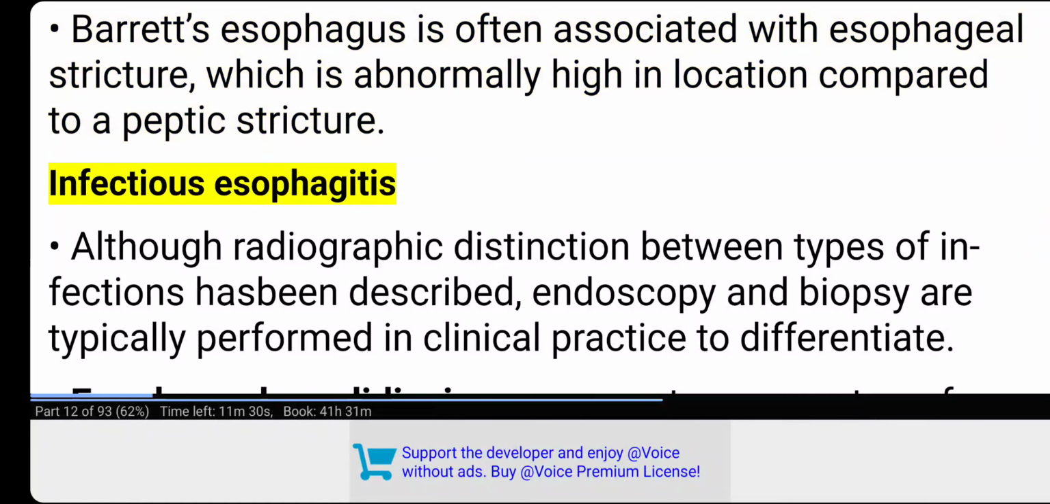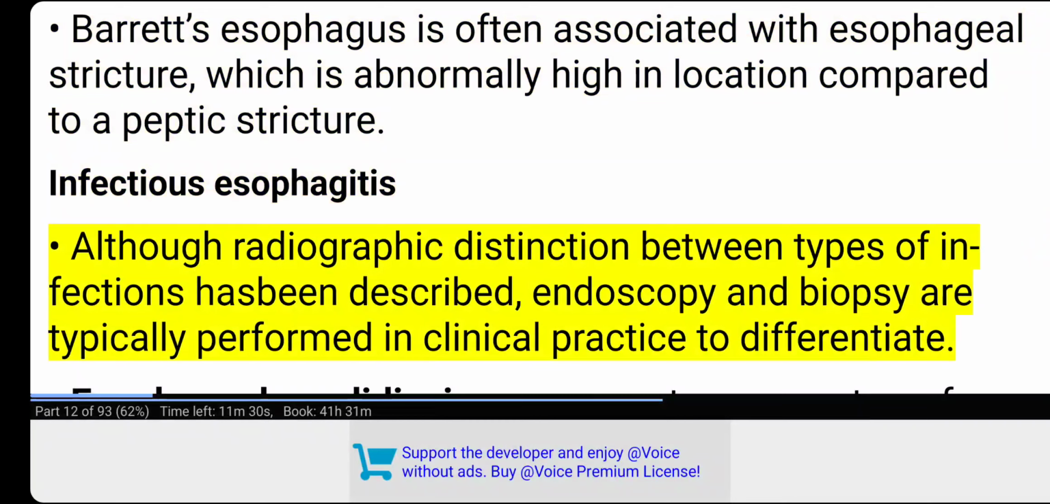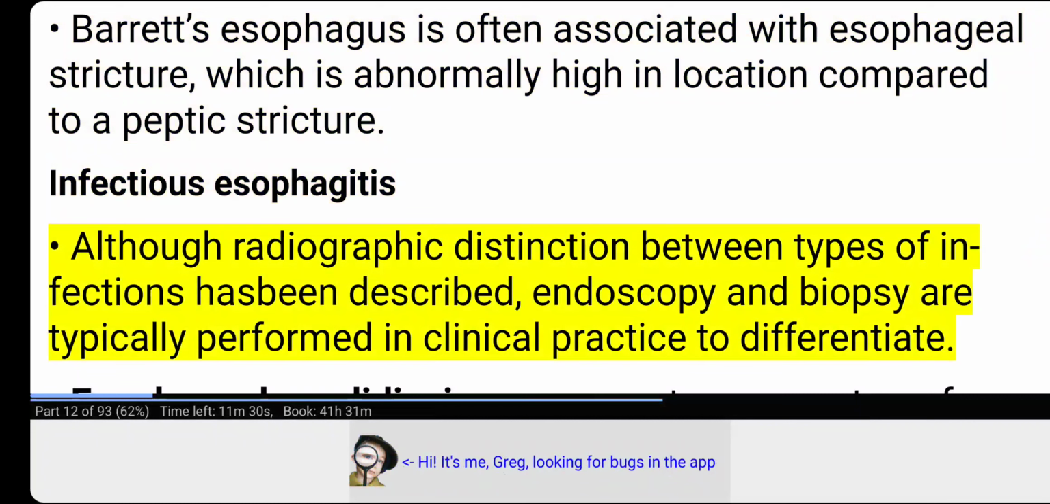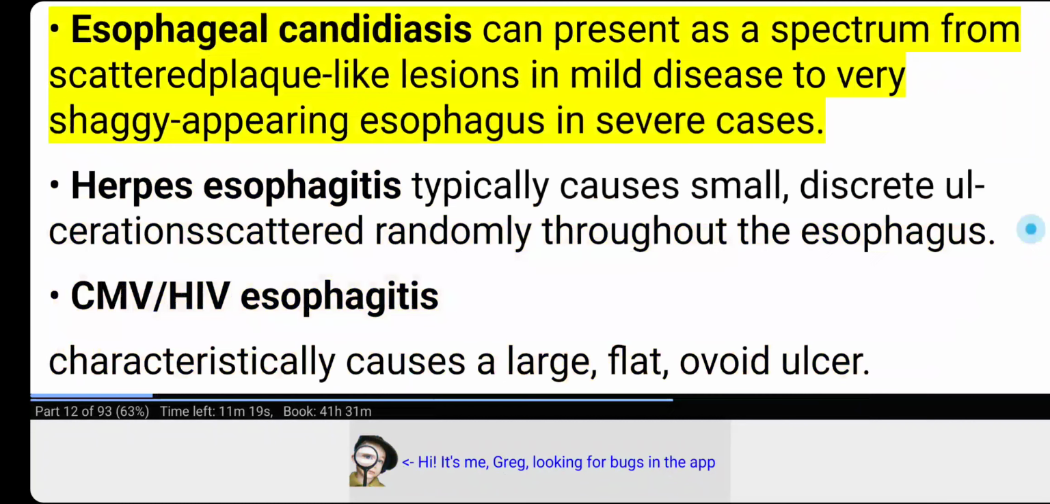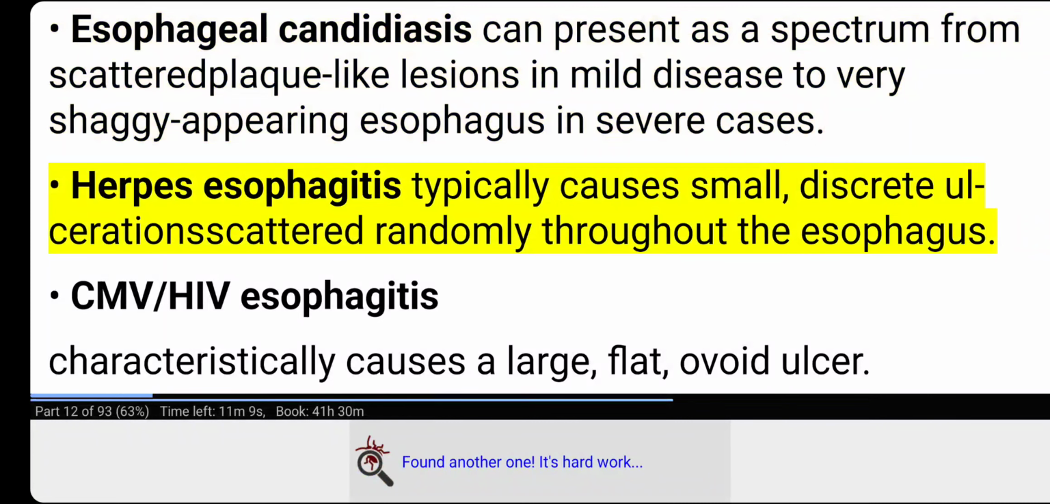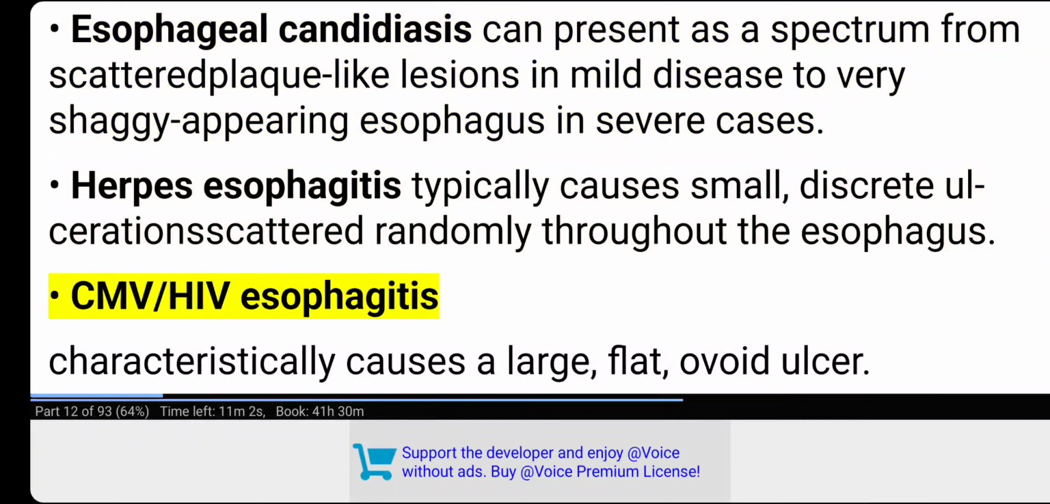Infectious esophagitis. Although radiographic distinction between types of infections has been described, endoscopy and biopsy are typically performed in clinical practice to differentiate. Esophageal candidiasis can present as a spectrum from scattered plaque-like lesions in mild disease to very shaggy-appearing esophagus in severe cases. Herpes esophagitis typically causes small, discrete ulcerations scattered randomly throughout the esophagus. CMV/HIV esophagitis characteristically causes a large, flat, ovoid ulcer.